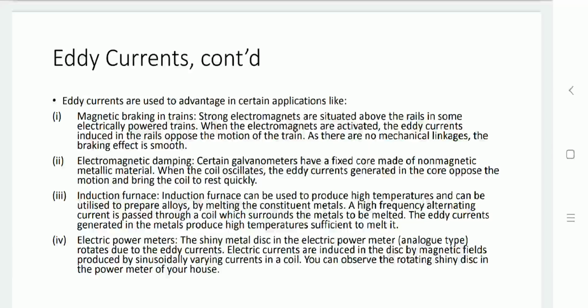The fourth application is electric power meters. In power meters, we use a metal disc which rotates due to eddy currents. These electric currents are induced in the disc by the magnetic field produced by the varying current in a coil. We can observe this rotating disc in a power meter.